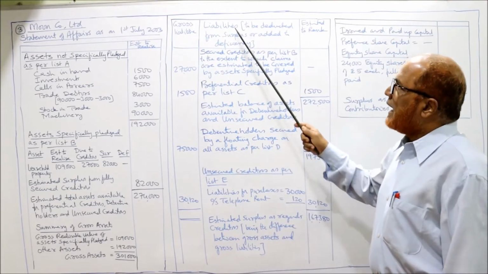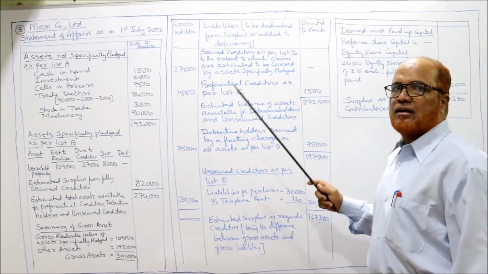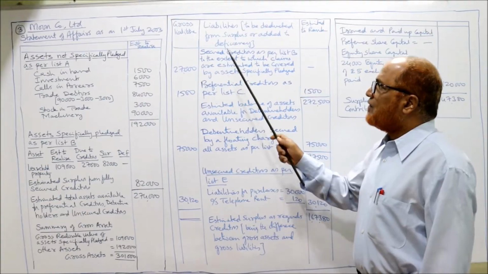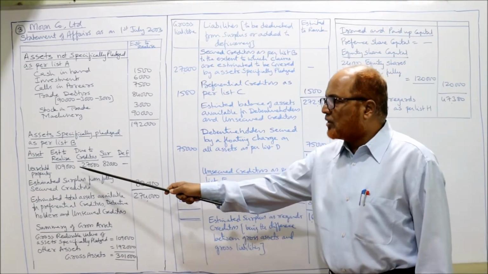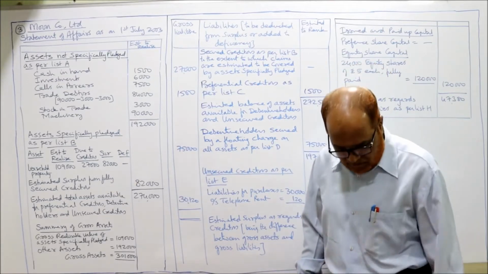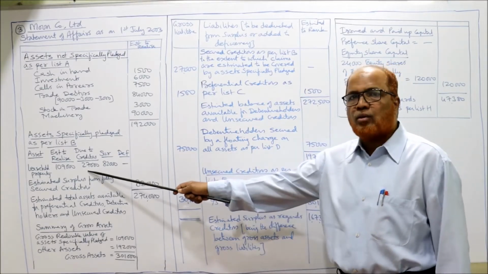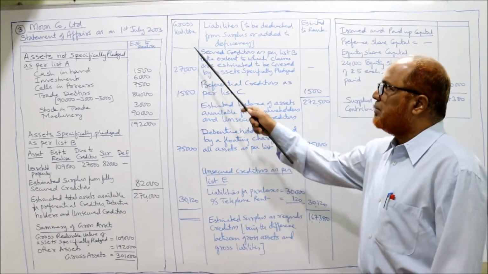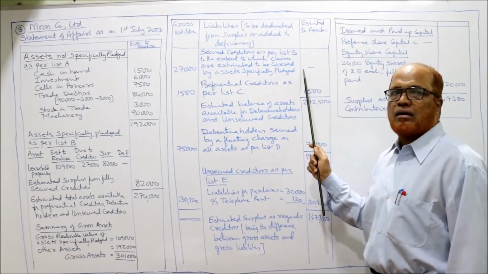Left hand side, liabilities to be deducted from surplus or added to deficiency and estimated to rank. कितना पे करना है. Now first secured creditors as per list B. लिस्ट बी में secured creditor 27,000 है, लेकिन ये लोग को पेमेंट करना नहीं है because they have realized their money from the security. Security से पैसे निकाल लिए. That's why this 27,000 will be taken only in gross liability column. Nothing should be taken in estimated to rank.